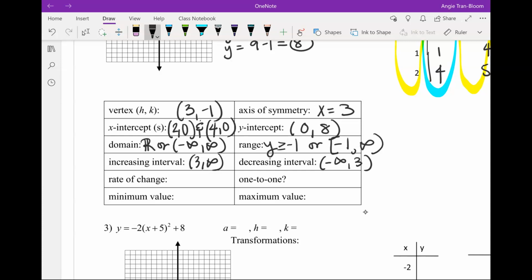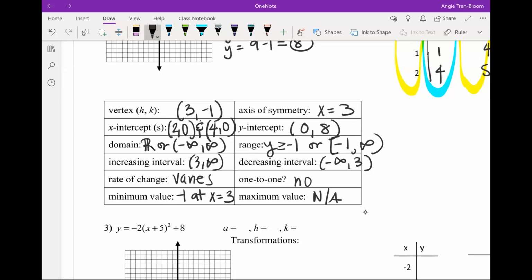The rate of change, Megan, what do we write for the rate of change? Wyatt, is this a 1-to-1? No. Sophia and Hun, do we have a min or max? Minimum value is what? At x equals what? Good. That means maximum is none. Okay, I'm going to hold that up so you guys can copy.